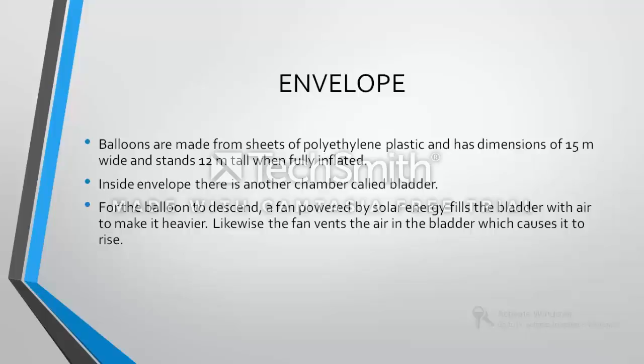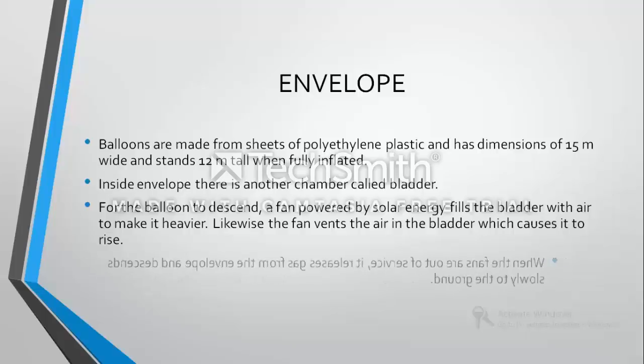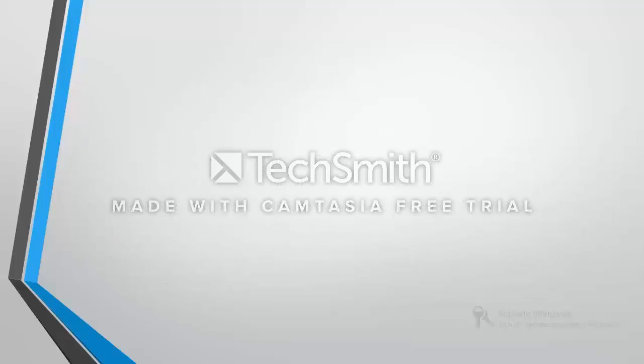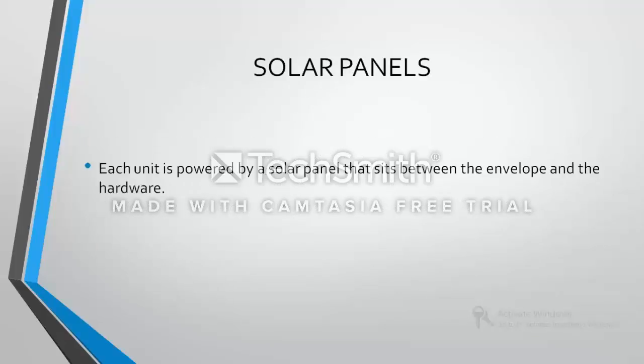Whether the balloon has been damaged or needs to descend, a fan powered by solar energy fills the bladder with air to make it heavier. Likewise, the fan vents the air in the bladder, which causes it to rise. So for the balloon to rise or descend, it can be controlled from the bladder present within the envelope. When the fans are out of service, it releases gas from the envelope and descends slowly to the ground, whenever the fans or the bladders are also damaged.